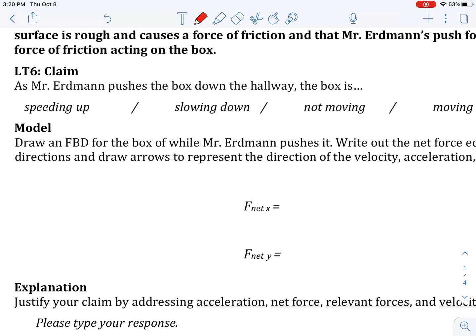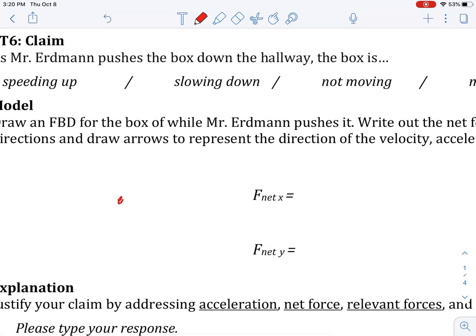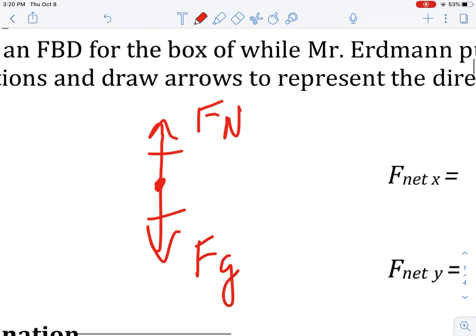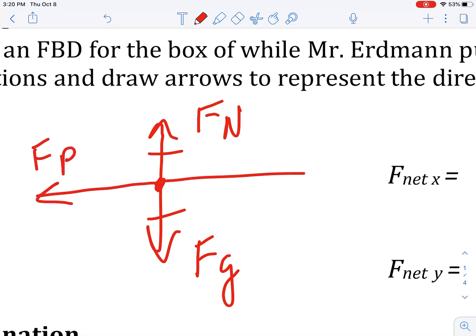Okay, so let's start by drawing our free body diagram. First of all, we know the box has force gravity, and it's got force normal because it's on the ground. And those two forces are balanced. Some important things that we're told here is that Mr. Erdman's pushing it to the left, and that his push force is less than the force of friction. So we know his force is going to be to the left, force push, and we want to draw that smaller than the one to the right, which is force friction.